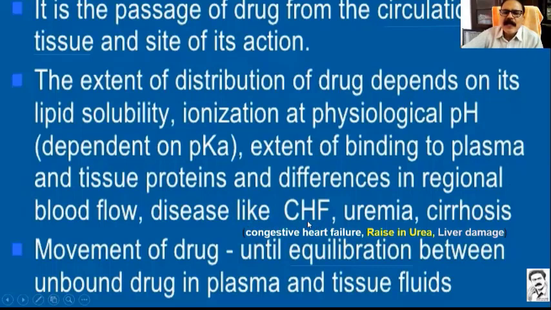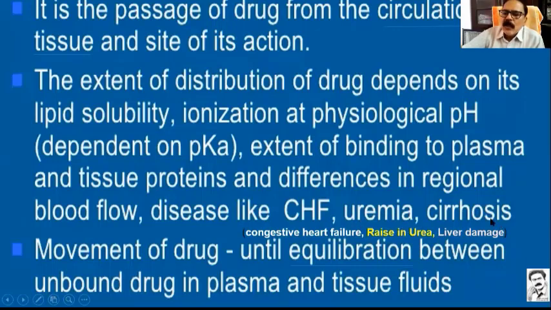And diseases like CHF, congestive heart failure, those who are having heart attack or cardiac arrest, they are generally called CHF patients. So congestive heart failure or uremia is a cause of the rise in urea. If the kidneys cannot filter the urea, then that urea will come into blood. So the rise in urea is called uremia.